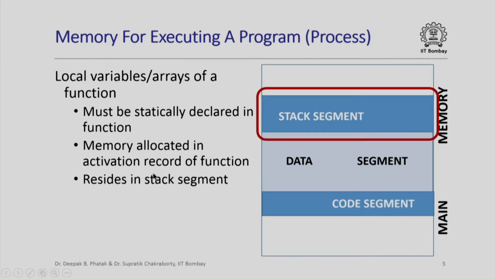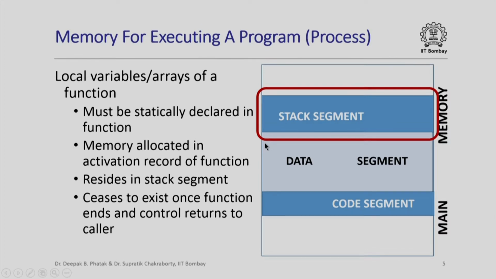Since the activation record gets pushed into the call stack and the call stack resides in the stack segment, all of this memory allocated for local variables and arrays really resides in the stack segment. And once the function ends and the control returns to the caller, the entire activation record is freed. So all of these local variables and arrays also cease to exist once the function returns control to the caller.